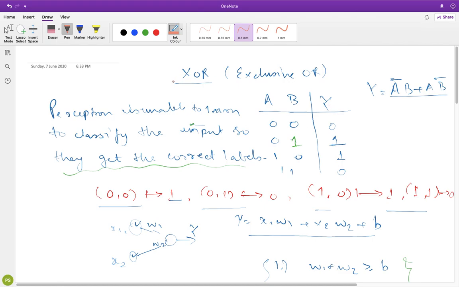So in this video what we learned is basically how the perceptron model fails in solving the XOR problem and the need for the multi-layer perceptron.